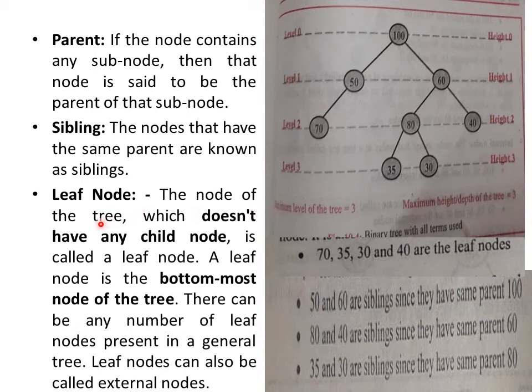Then what is a leaf node? The node of the tree which does not have any child node is called a leaf node. A leaf node is the bottommost node of the tree. That means here you can observe 70, 35, 30 and 40. Here it does not have any further generation or any further nodes. Therefore, this is called a leaf node. Here you can see 70, 35, 30 and 40 are the leaf nodes of this binary tree.